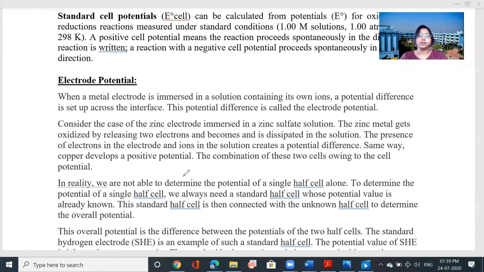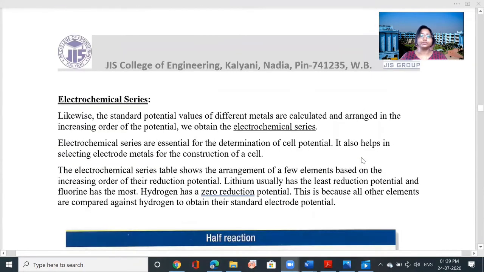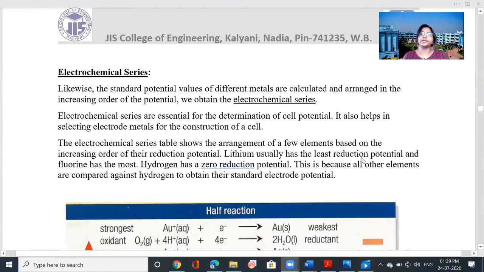Now, if the electrode potential is given, we can calculate EMF. Okay, so it is the electrochemical series. Electrochemical series is very important, because you can understand which one will be oxidized and which one will be reduced. That means which will be the anodic part and which will be the cathodic part. The standard potential values of different metals are calculated and arranged in the increasing order of potential. We obtain the electrochemical series.